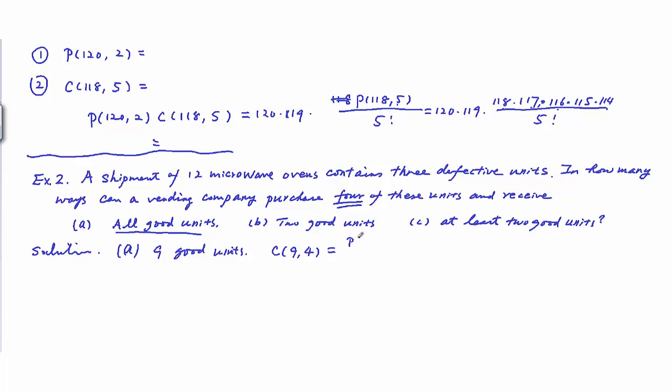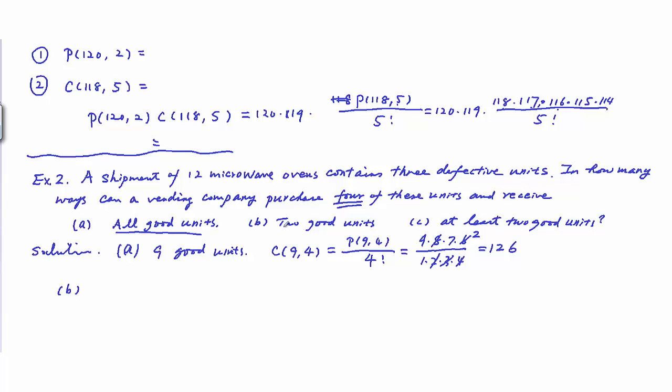Here we do not care about the order, so this is a combination problem, 9 objects taking 4 at a time. The calculation will be permutation of 9, 4 divided by 4 factorial. That will be 9, 8, 7, 6, that's 4 numbers for the permutation, and then 4 factorial is 1, 2, 3, 4. So cancel: 2 times 4 is 8, cancel with 8. And 3 times 6, 3 cancels with 6, you get 2. Then you have 9 times 7 times 2, which altogether is 126. So in this case, there are 126 different ways to choose all 4 good units.